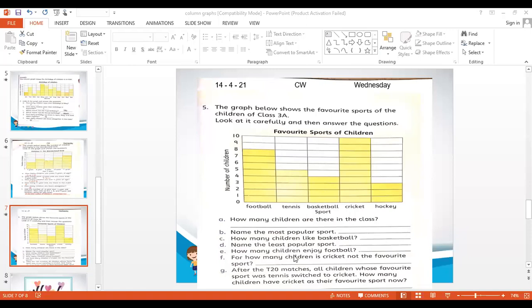For how many children is cricket not the favorite sport? You will subtract the number of students whose favorite sport is cricket. You will subtract these 10 from the total number of children. You will get the number of children who don't like cricket.